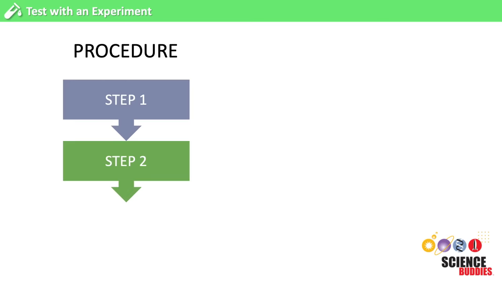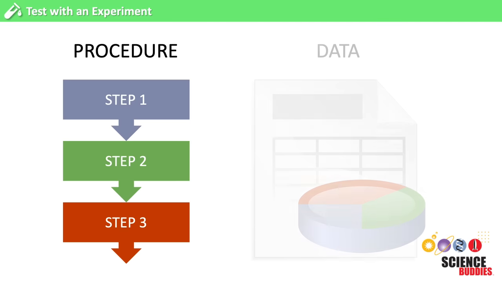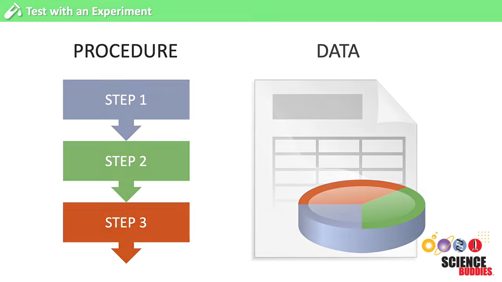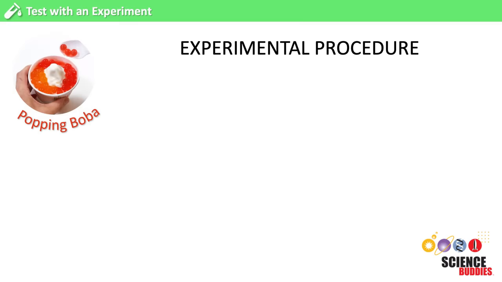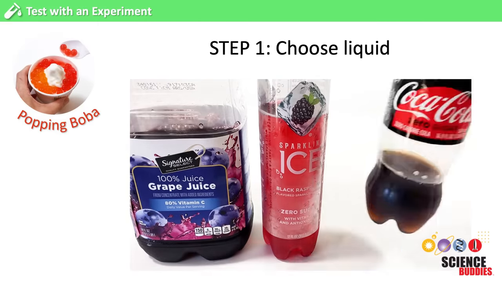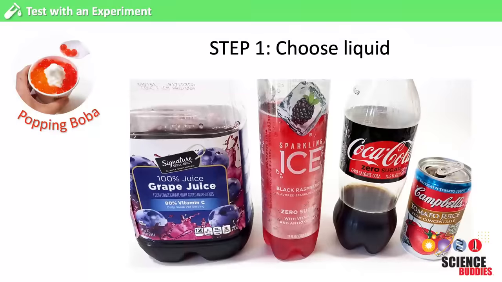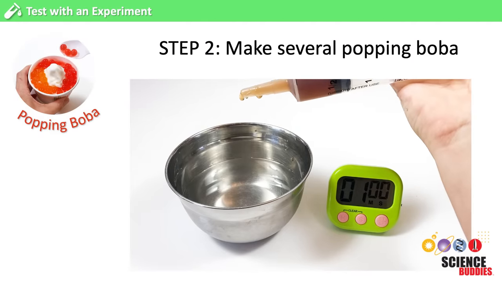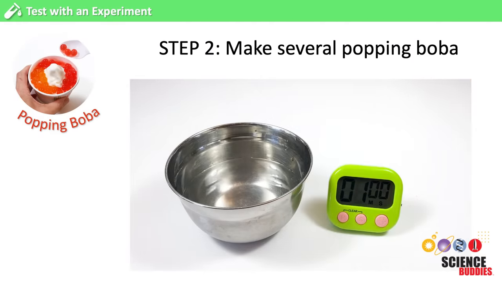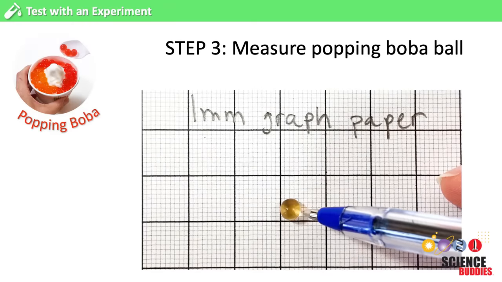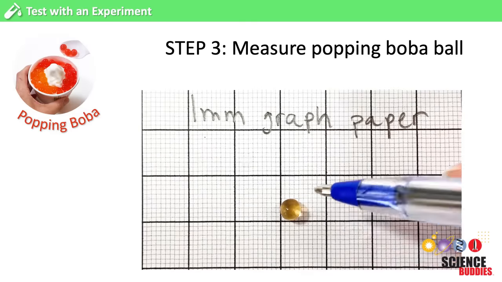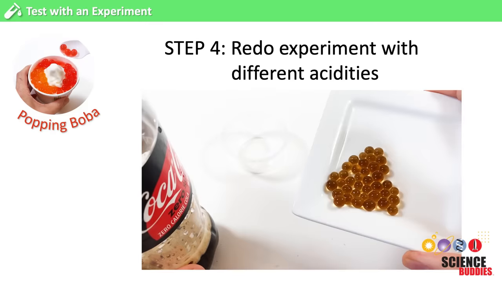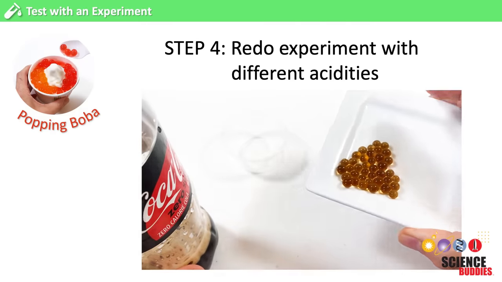Determining the variables of our experiment helps us to come up with an experimental procedure, or step-by-step instructions, that will allow us to collect the data we need to test our hypothesis. A simplified experimental procedure for our popping boba experiment could look like this. Choose a liquid or food you want to test. Then follow a step-by-step recipe to make several popping boba balls. Measure the diameter and the height of each ball using graph paper. And finally, redo the experiment but change the acidity of the food mixture.